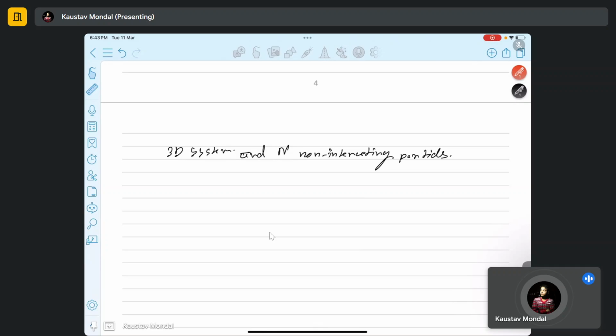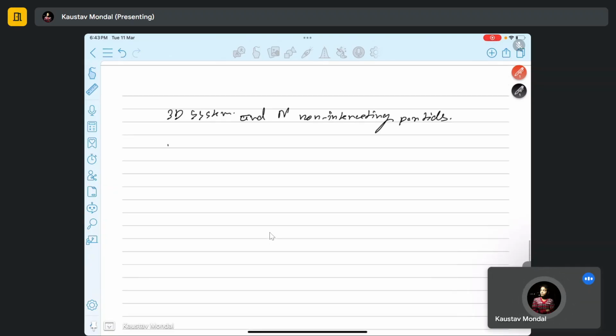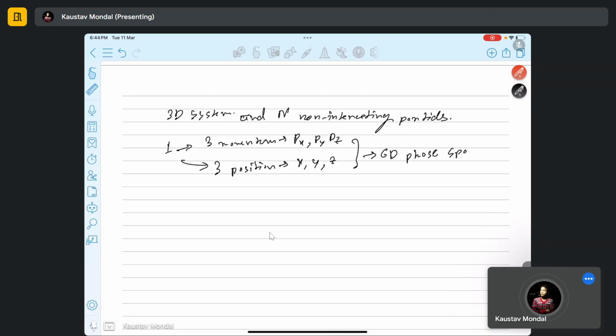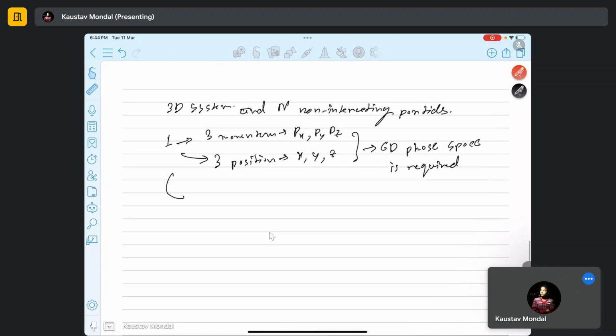Phase space is nothing but the space which represents both the coordinates and the momentum. For a single particle, it has three momentum components, px, py, pz, and three position coordinates, x, y, z. So to draw the phase space of this one particle, a 6D phase space is required. But in our problem it's not one particle, it's N particles, so we basically need a 6N dimensional phase space.